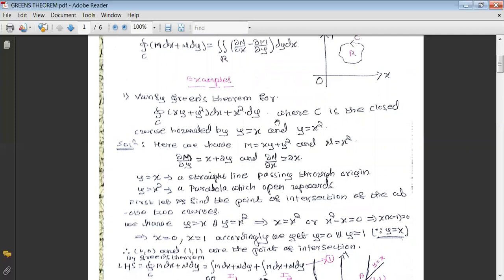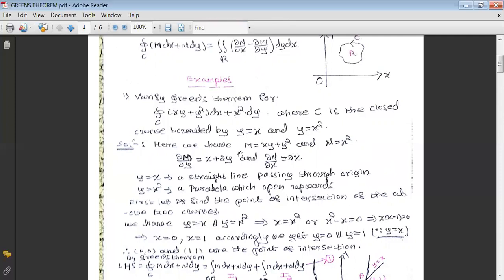Once you compare the given line integral with the LHS of Green's theorem, we can find that in the place of M we have xy plus y square. That's why here M equals xy plus y square and N equals the coefficient of dy, that is N equals x square. Now, once you look at the RHS, we need two things: the partial derivative of N with respect to x and the partial derivative of M with respect to y.